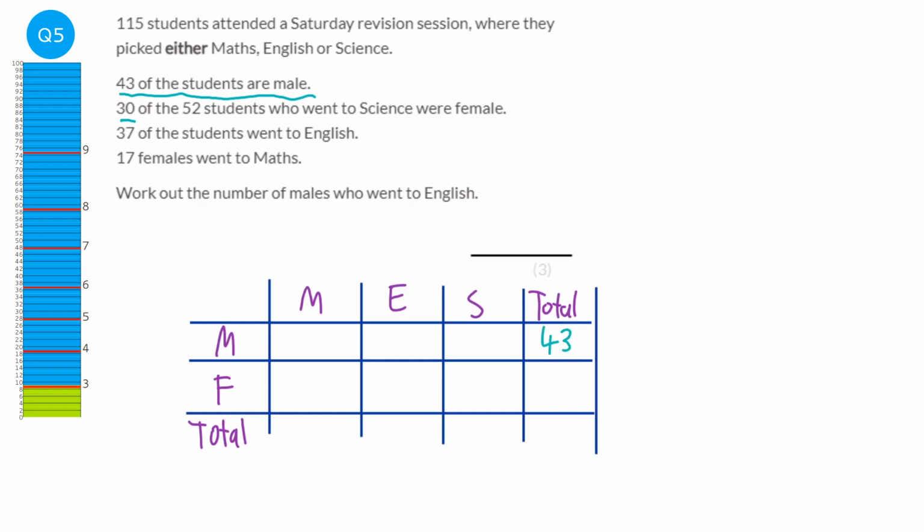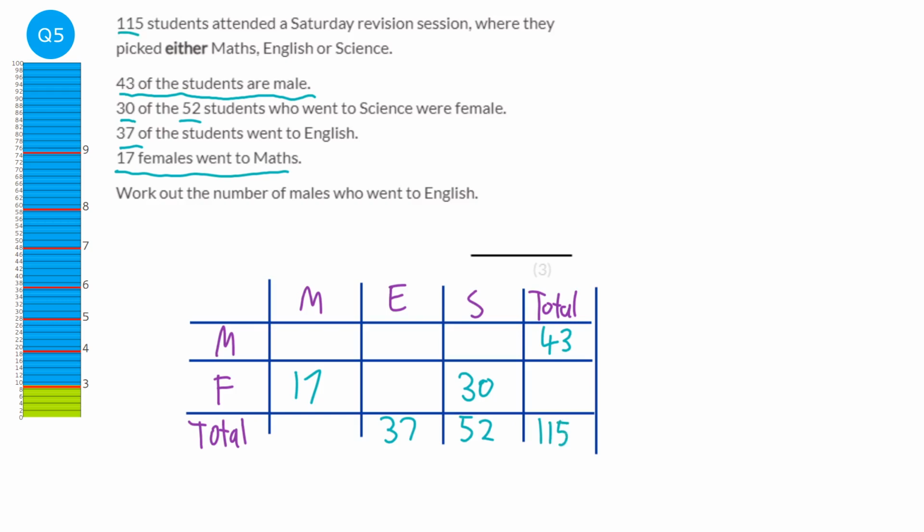30 out of the 52 students who went to science were female. So we're just looking at science, and 30 were female, and it says there were 52 altogether. 37 students went to English, so the total for English was 37. And then 17 females went to maths. So looking at maths and females, which would be there. So that's all the information we're given, apart from the 115 as well.